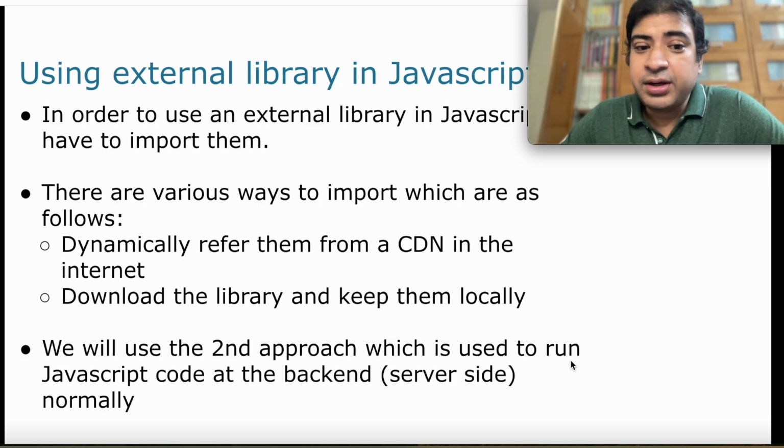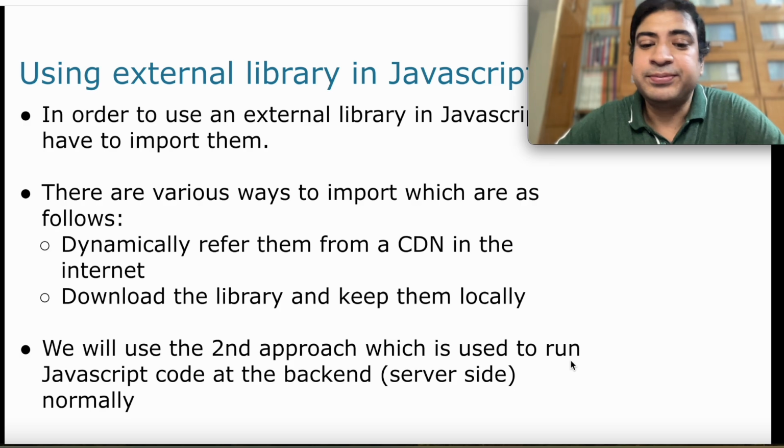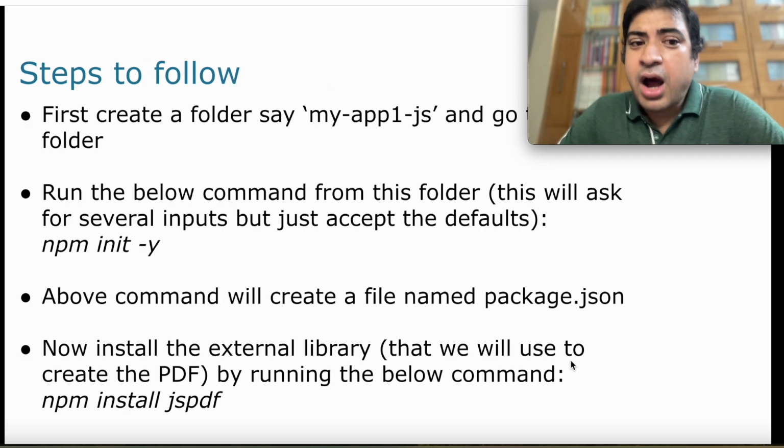So that is exactly this option where we are dynamically referring to them from a CDN. But the other option, which is more popular nowadays and which is also faster, is to download the library and keep it locally. So in this video, we are going to see how we can download the library and keep it locally and then of course reuse it. So how do we do that?